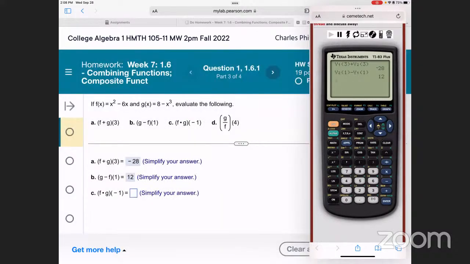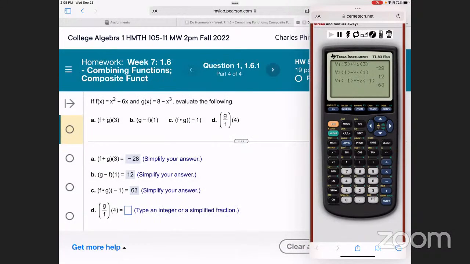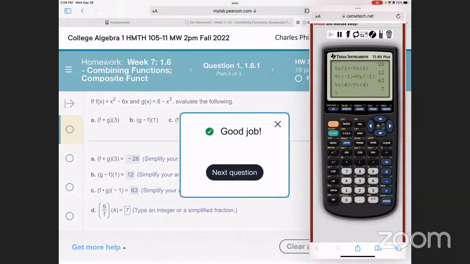Let's go ahead and do this one. F times g of negative 1. So there's my f of negative 1 times my g of negative 1. We got 63 there. And then g divided by f of 4. So g of 4 divided by f of 4. And there we got 7. So I'm just going to put in 7 and keep it moving. Hopefully that made sense.